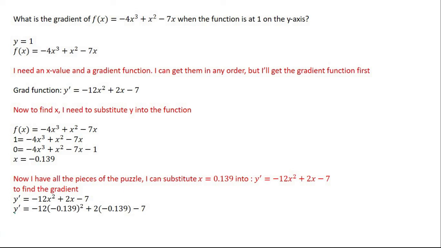Now you ask yourself, is that algebra or is that calculator work? It's calculator work. Okay, put it in your calculator, and what that essentially means is that when the function is going through y equals 1, the gradient is negative 7.5. In fact, when it's going through y equals 1, it's also going through x equals negative 0.139, and the gradient is negative 7.